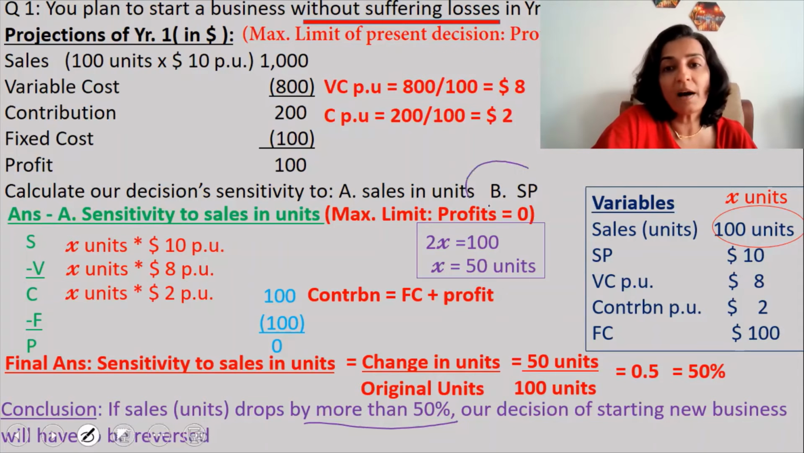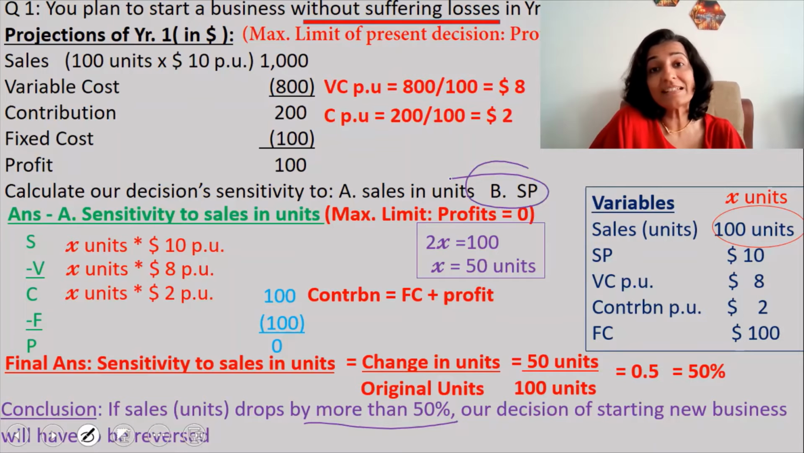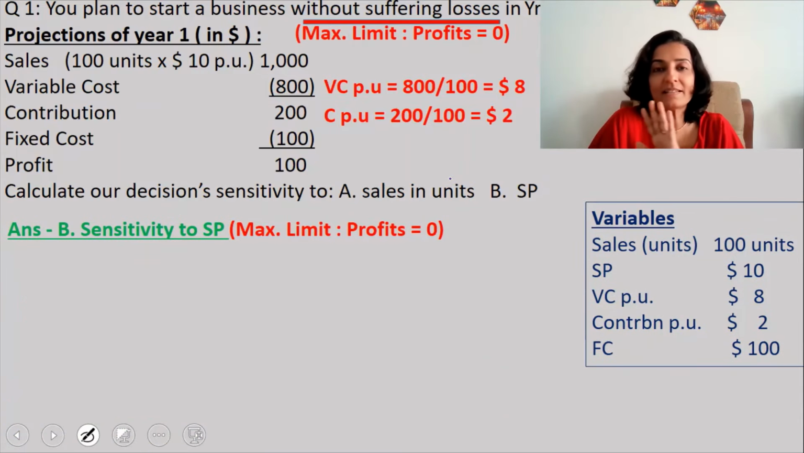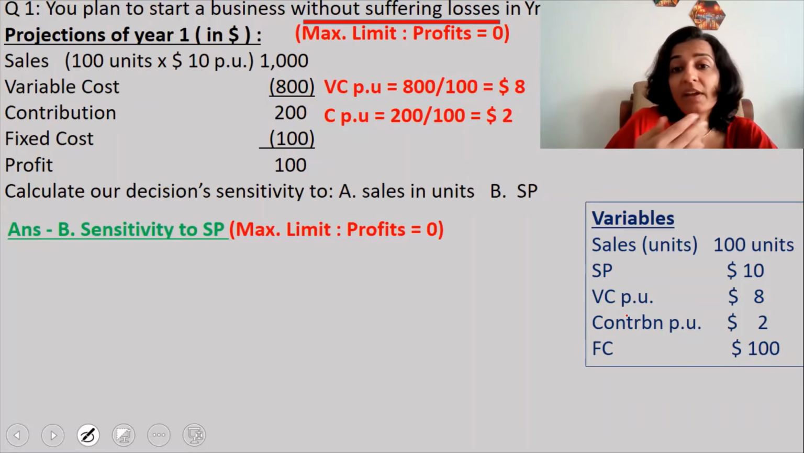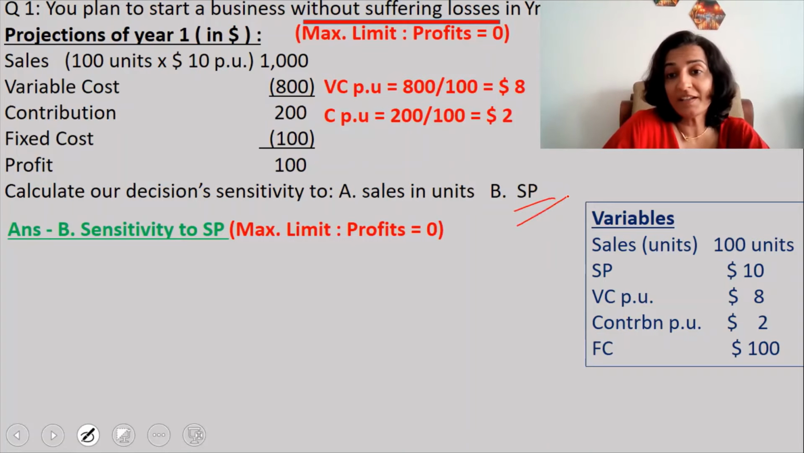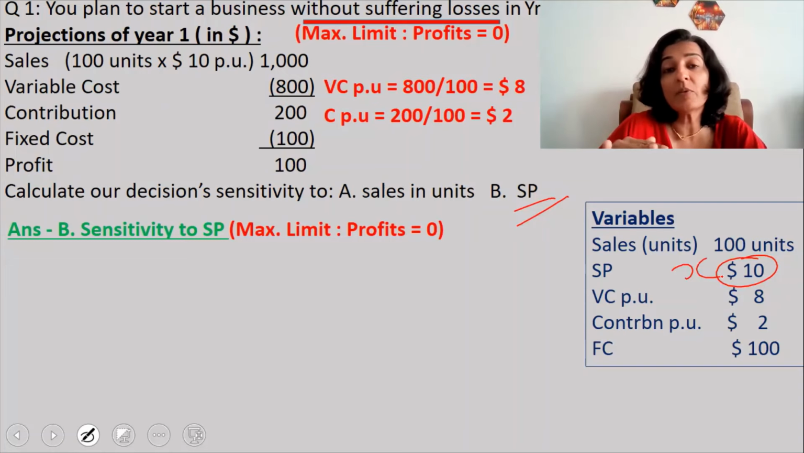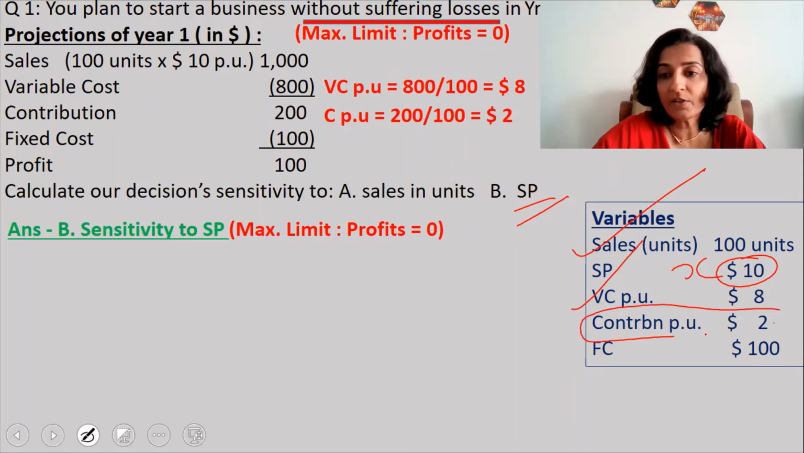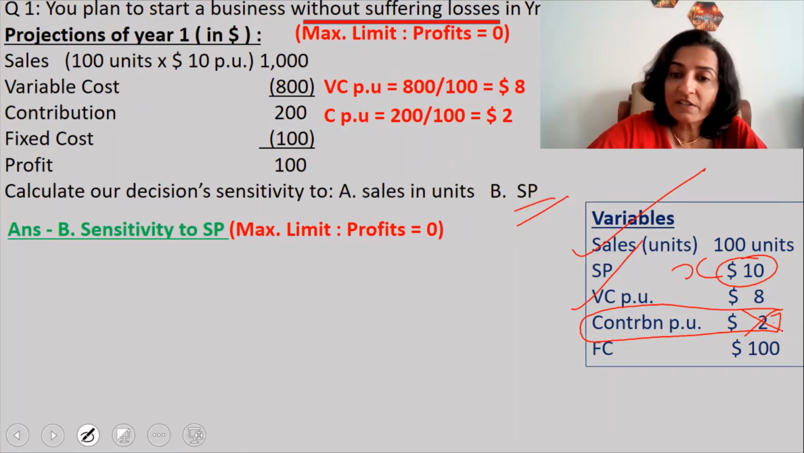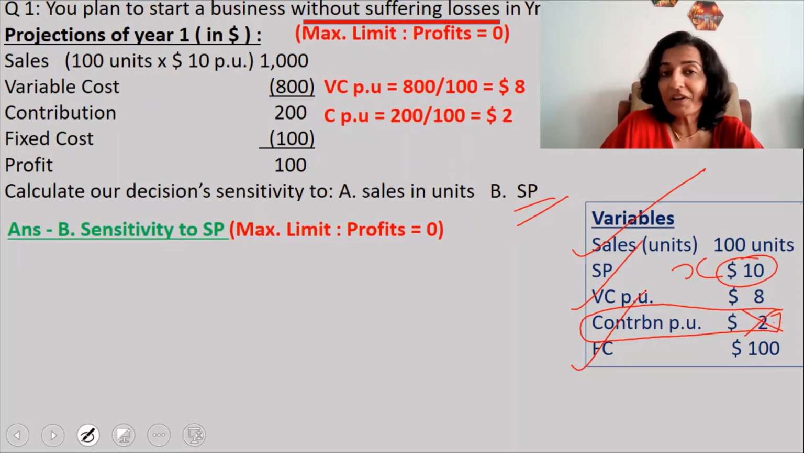Now, moving to subpart B, that is, we have to calculate the sensitivity to selling price. So in this case, the facts of the case are the same. Whenever we are calculating the sensitivity to selling price, we have to take the selling price to be X. All the other variables will remain constant. That is, sales in units will be taken as 100 units. Variable cost per unit will remain at $8 per unit. Contribution per unit will not remain at $2 because selling price is going to change. So we cannot take contribution as $2. And the fixed cost is also assumed to be the same $100.